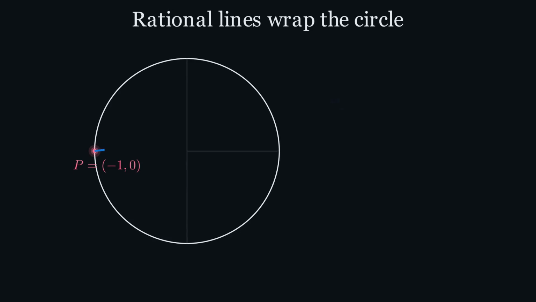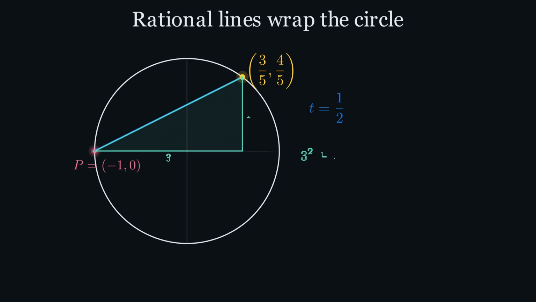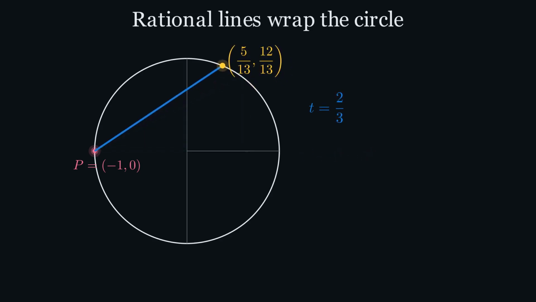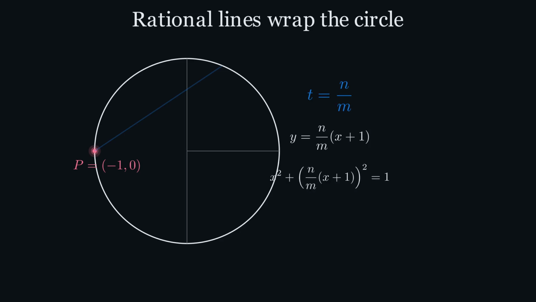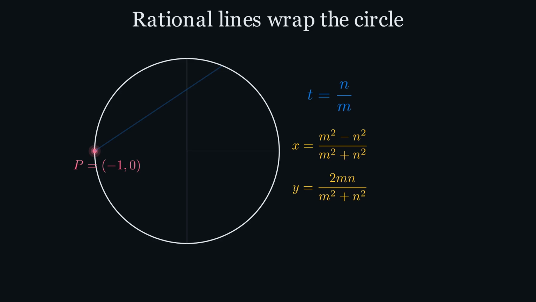Put a pivot at -1, 0, on the unit circle. Draw a line through that pivot with rational slope t. Wherever the line hits the circle again, both coordinates are rational. Set t to 1/2 and the second intersection is 3/5, 4/5. That's the 3, 4, 5 triangle. Set t to 2/3 and we reach 5/13, 12/13. If t equals n over m, solving the intersection gives exactly the formulas we already found.